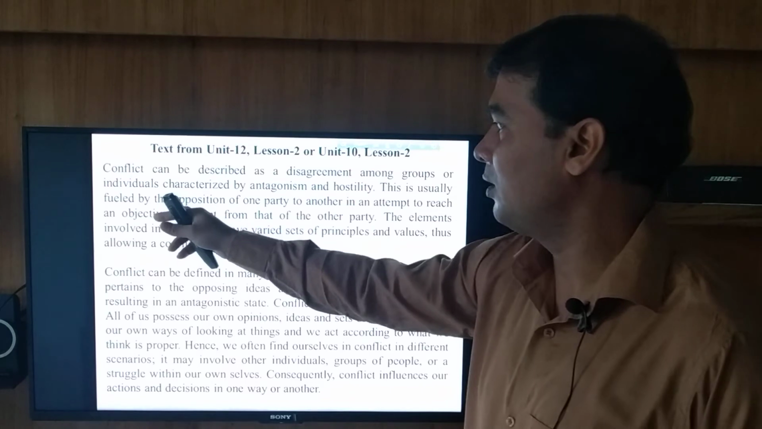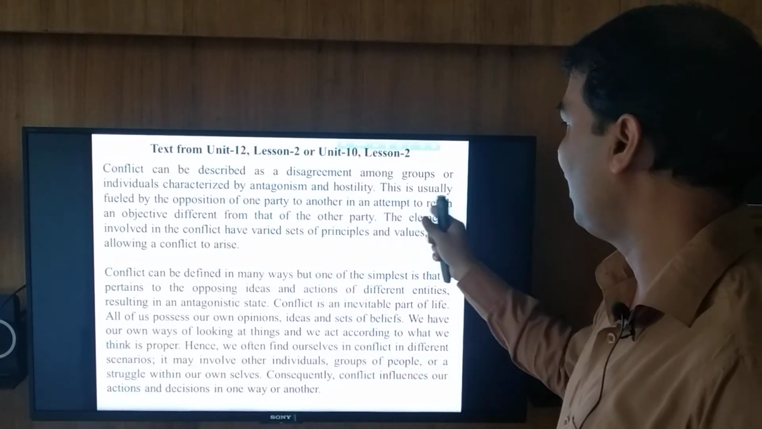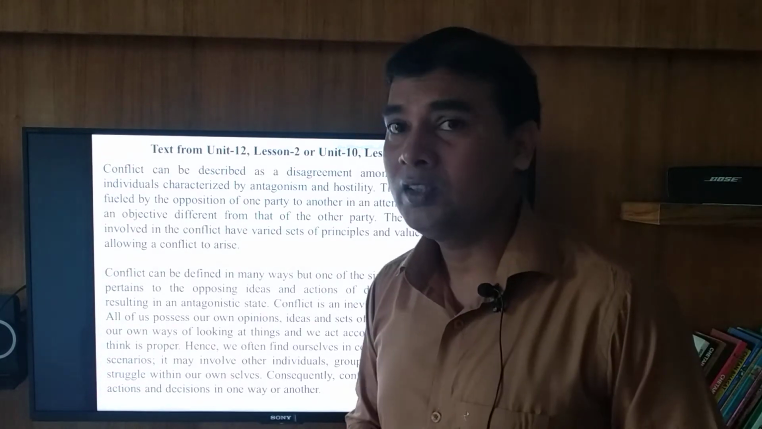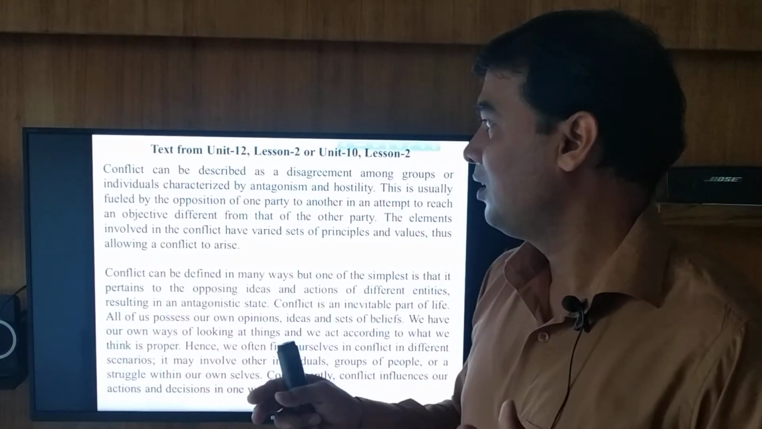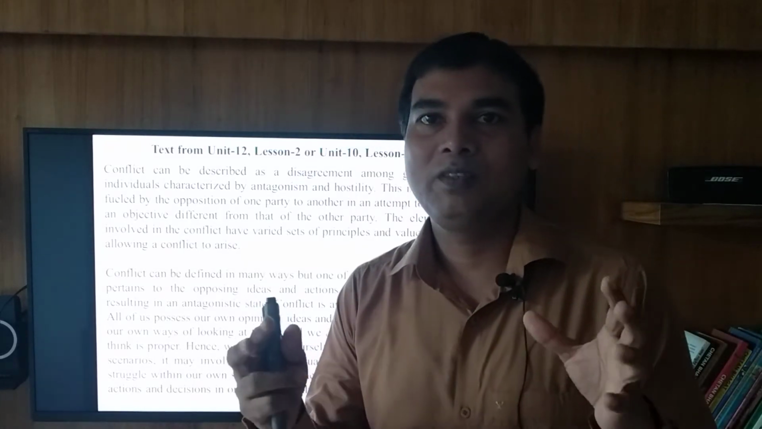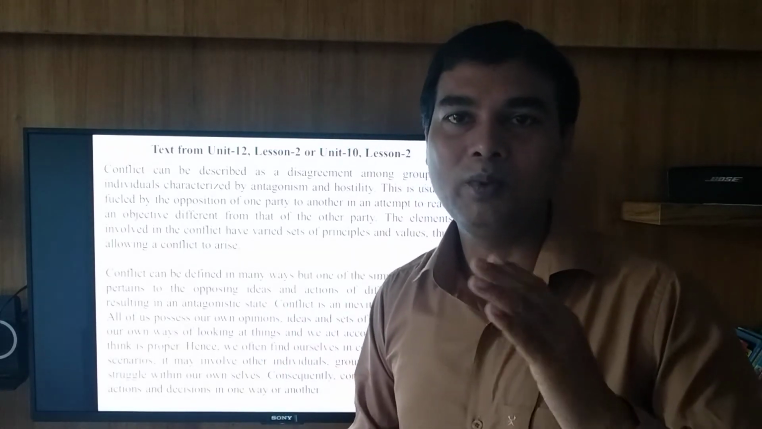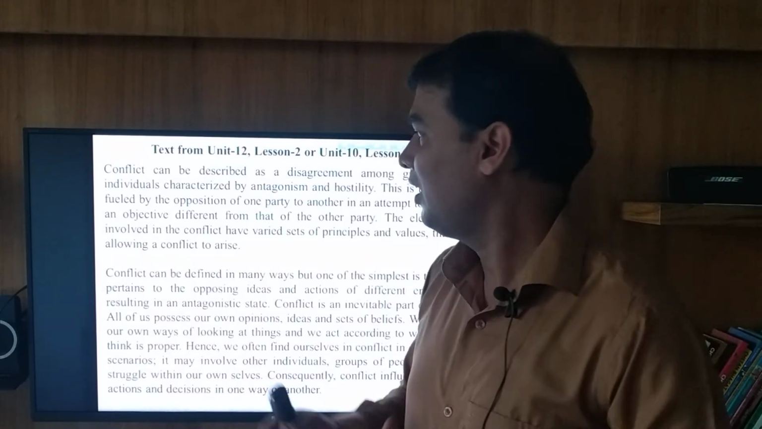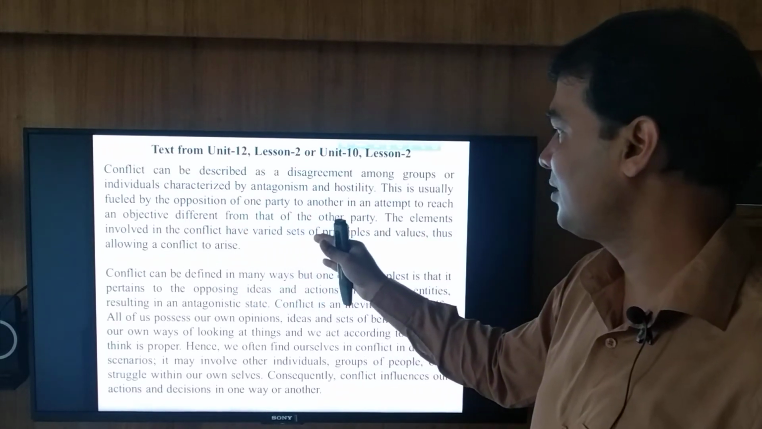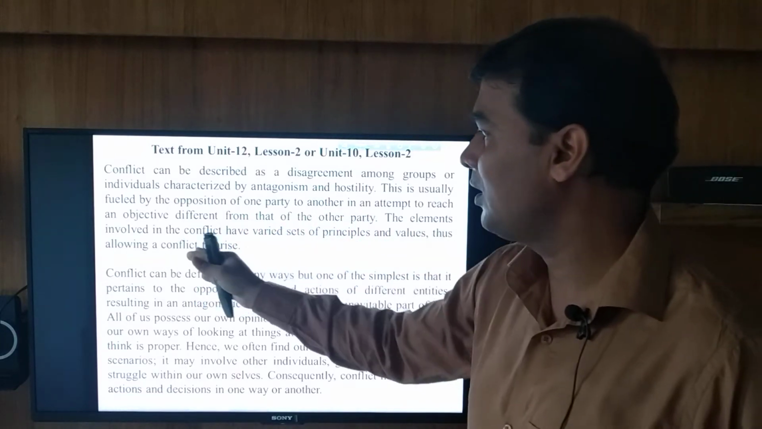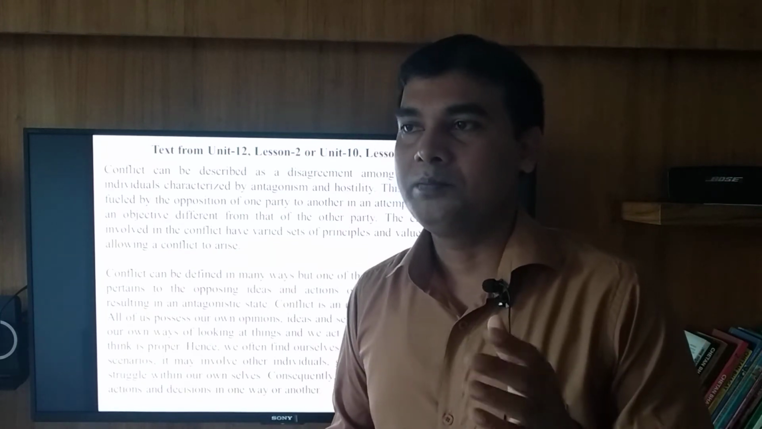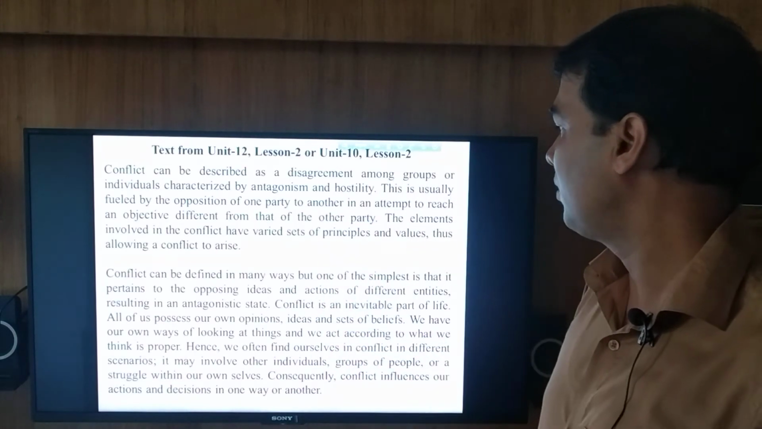This is usually fueled by the opposition of one party to another in an attempt to reach an objective different from that of the other party. Okay, so this is stimulated when there is opposition, or when two parties have their own point of view, but they try to impose their point of view on others, and then it arises. The elements involved in the conflict have varied sets of principles and values, thus allowing a conflict to arise. Again, conflict might arise when people come from different sets of principles or values.